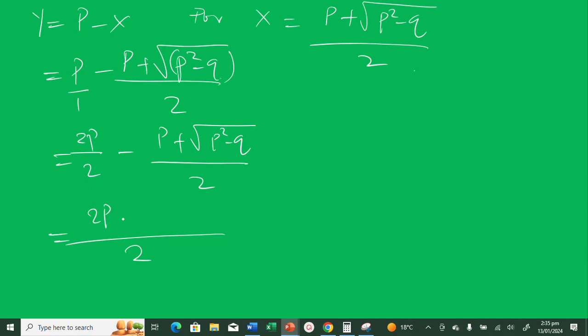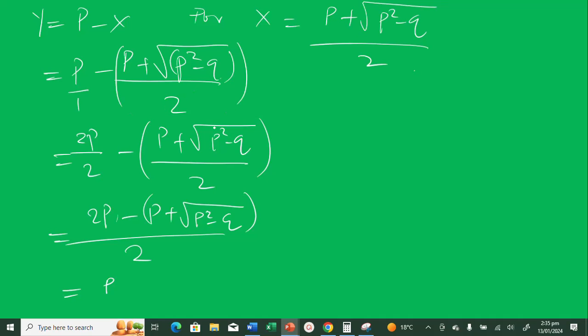We say 2p minus p plus the square root of p square minus q. So if you see now, this value 2p minus p will give you p. So there is a minus here. So this is like this. So if you open up, this is this.